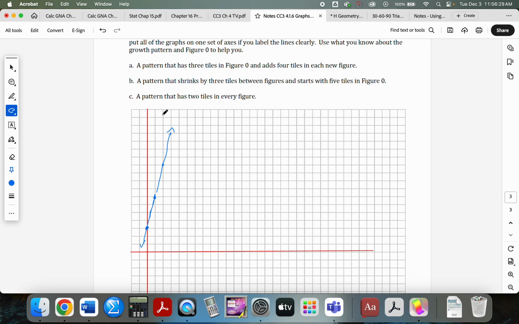And now we need the equation for this. I'll take a volunteer. Who can tell me the equation for this one? Yes, Christian. Y equals 3 plus 4x. Exactly right. Y equals 3 plus 4x or 4x plus 3.